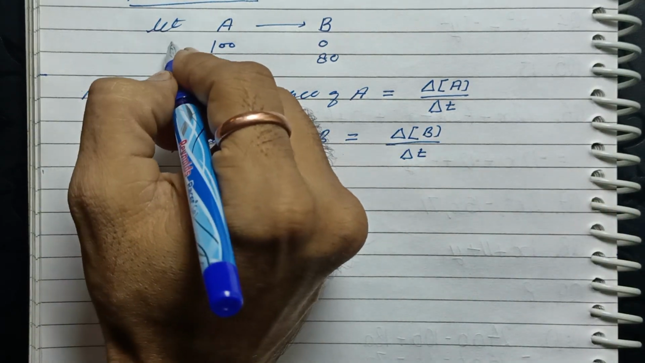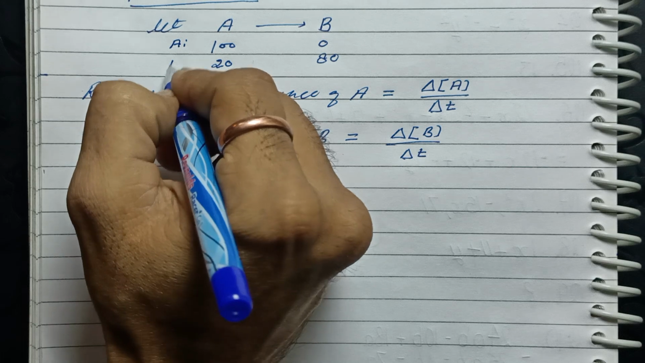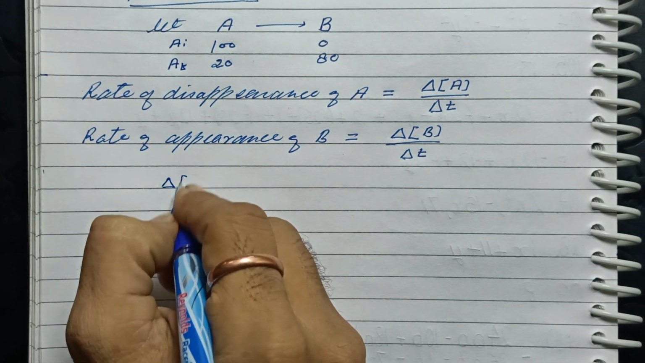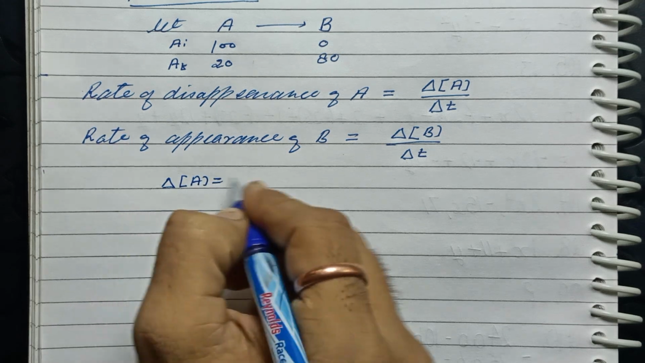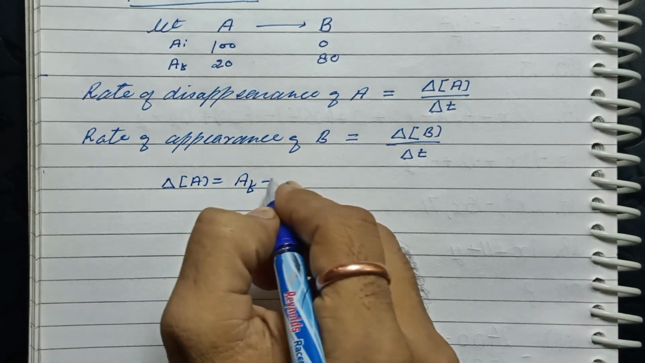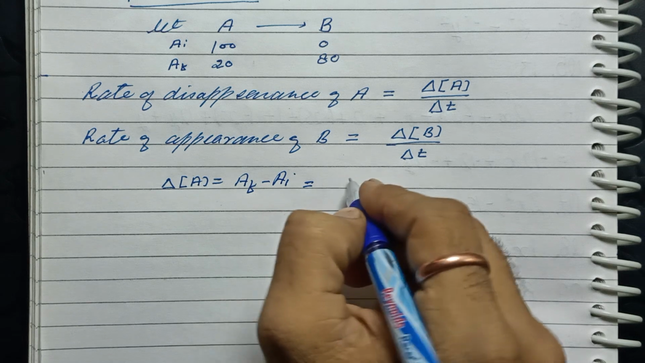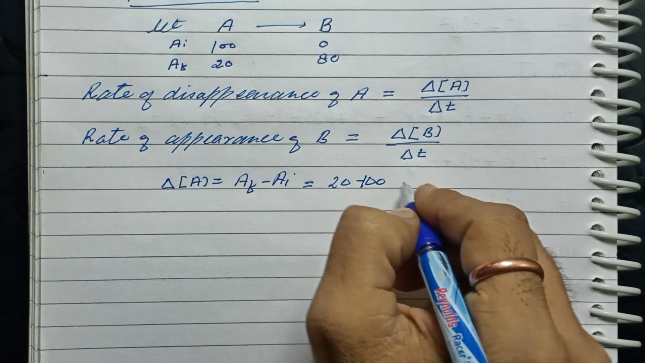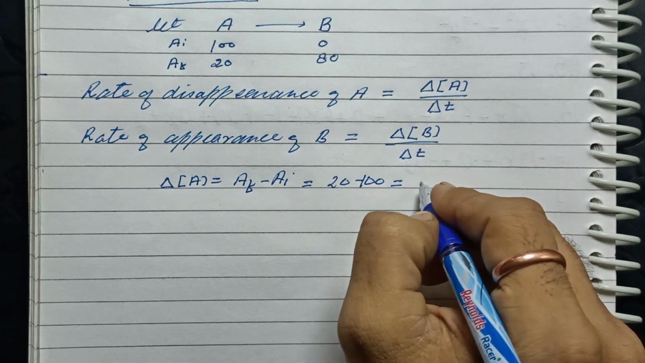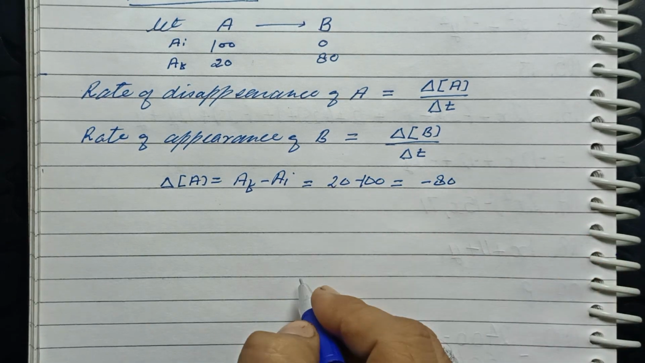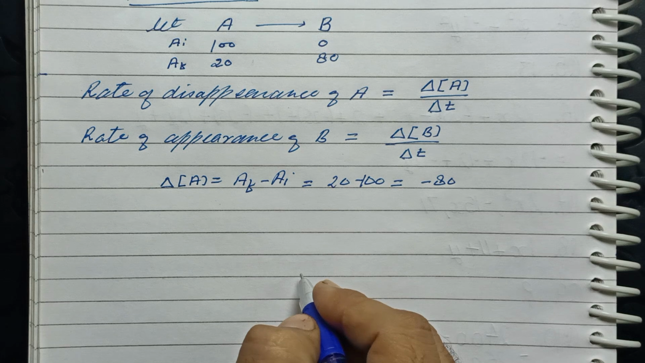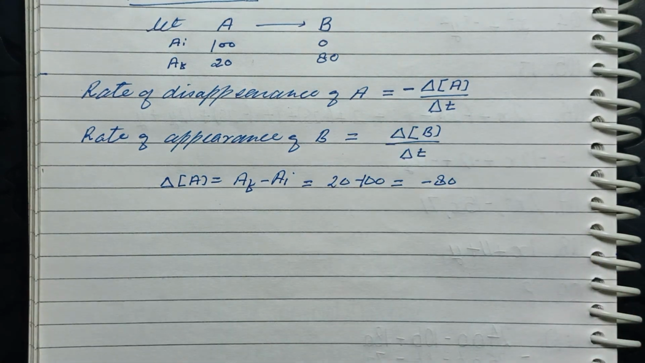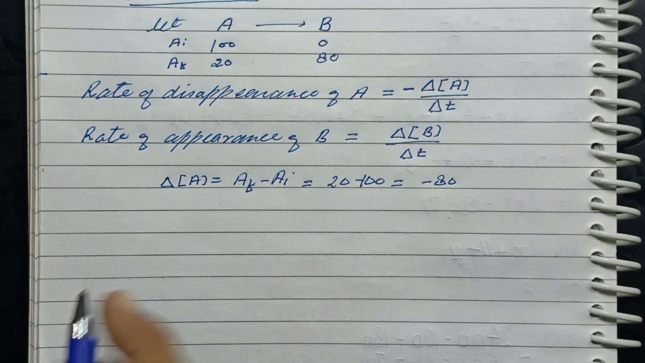But this is initial concentration of A and this is final concentration of A, and the change in concentration of A will be final minus initial. That will be 20 minus 100 and will come out to be negative. But the rate can never be negative. Therefore, we put a unit negative sign before the expression of the rate of the reactant.